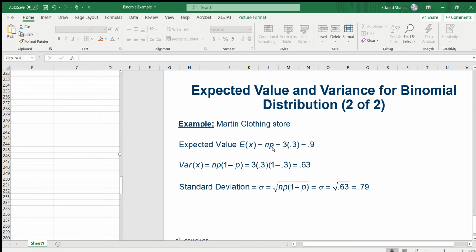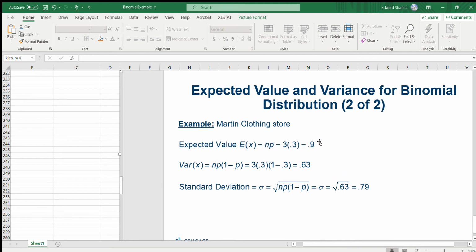Right, the number times the probability. Okay, number times the probability, which is 0.9. Variance of 0.9 is 0.63. Standard deviation will be 0.79. So if we put 0.9 in the middle, one standard deviation would be 0.79 either way, which means 66% of our probabilities should fall there. 0.9 plus 0.79 times 2, or 0.9 minus 0.79, 0.2.